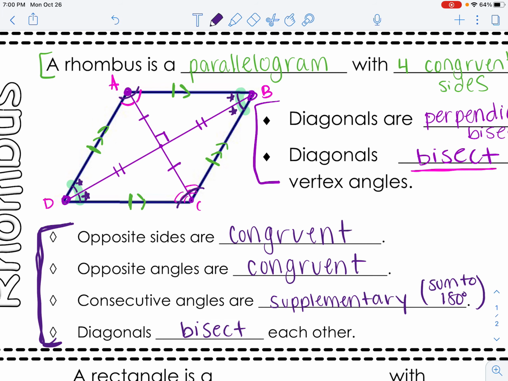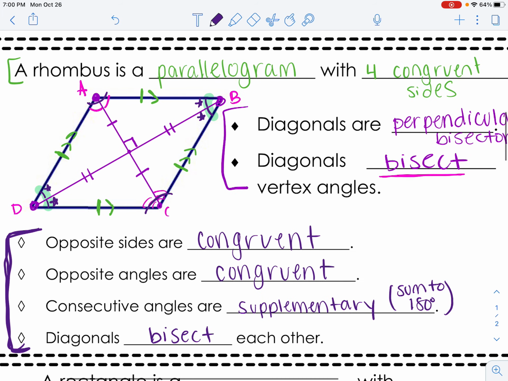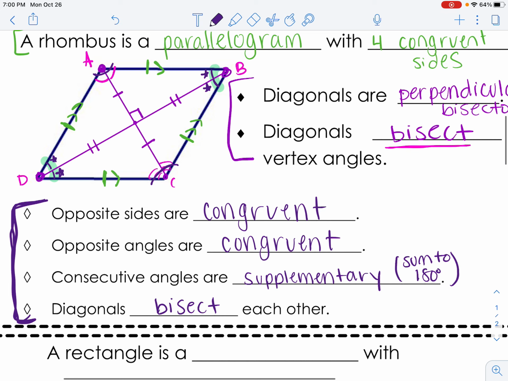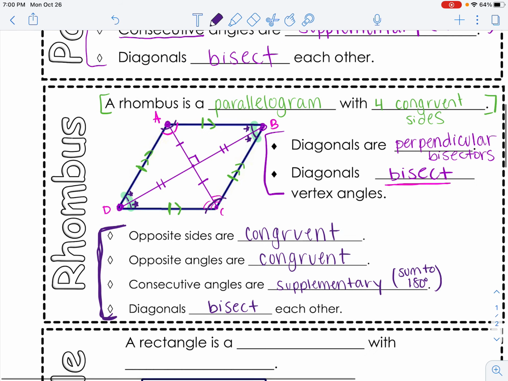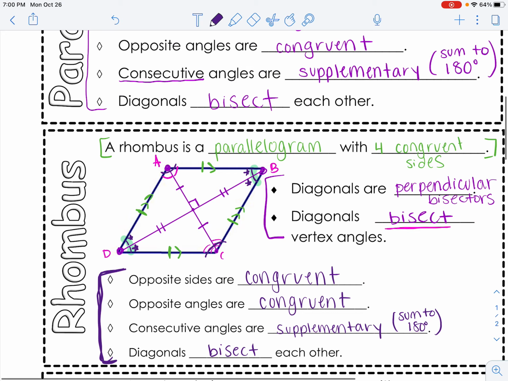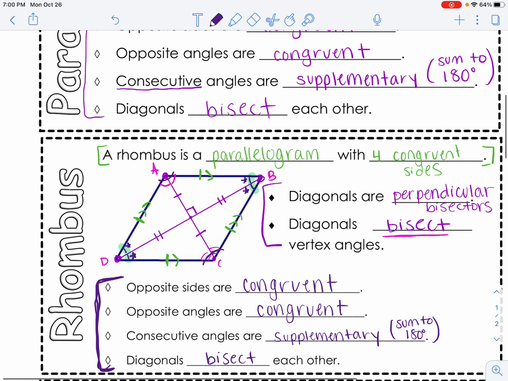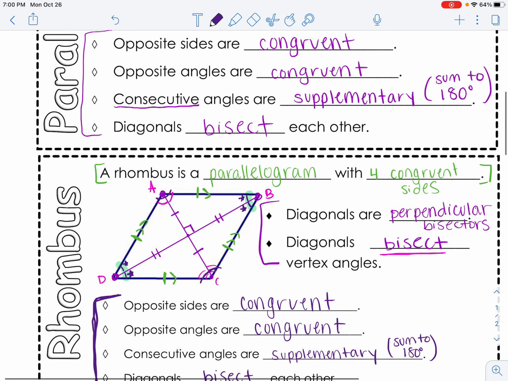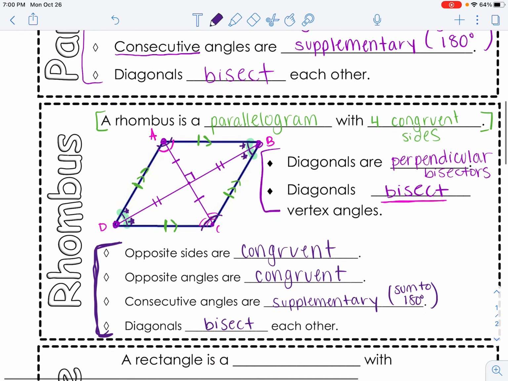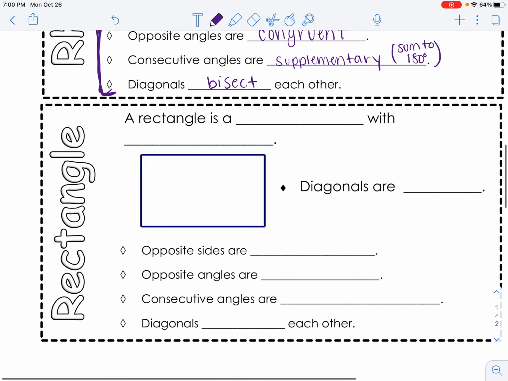Now, we kind of already knew that, right? We said that the diagonals are perpendicular bisectors. But again, we'll list that the diagonals bisect each other. Do you notice anything familiar with these four properties? They sure look a lot like the four properties we stated above. So notice how they have the same properties, right? And it's because a rhombus is a parallelogram. So they have the same core properties.